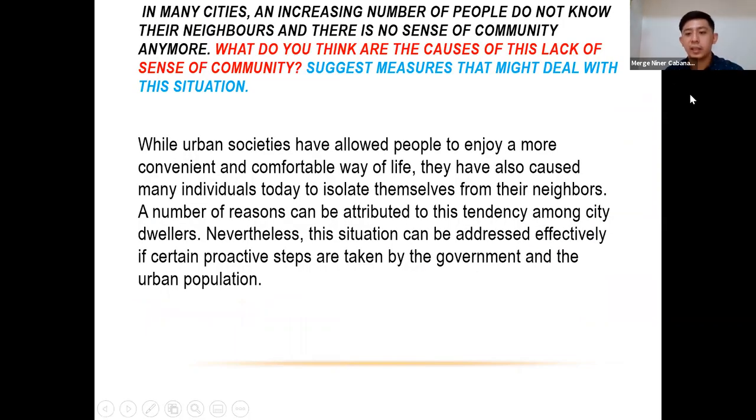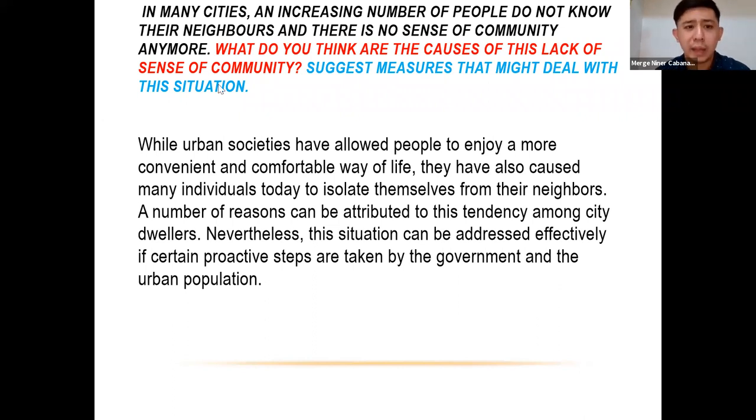So again, this is my introduction. Let me read this to you. While urban societies have allowed people to enjoy a more convenient and comfortable way of life, they have also caused many individuals today to isolate themselves from their neighbors. A number of reasons can be attributed to this tendency among city dwellers. Pero hindi sinabi ano yung mga reasons, okay? Nevertheless, this situation can be addressed effectively if certain proactive steps are taken by the government and the urban population.